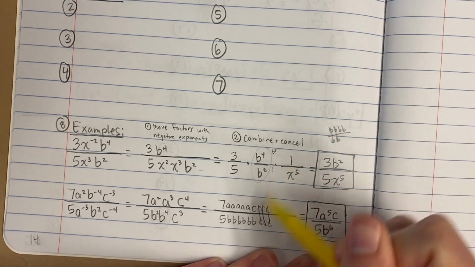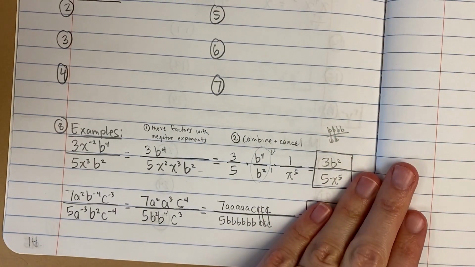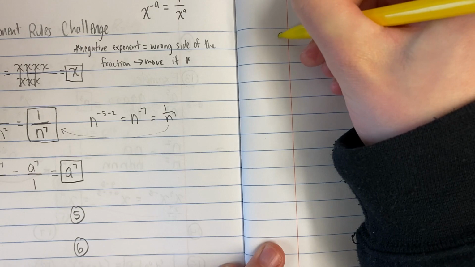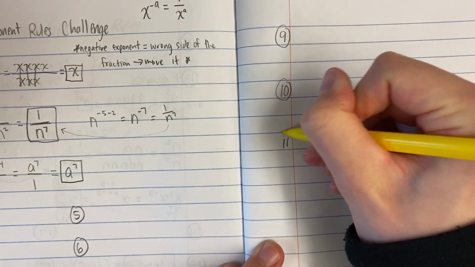Okay, so you kind of choose which method works for you better. And you're going to go ahead and set up, you're going to do 3 of these. So go ahead and set up 9, 10, 11.